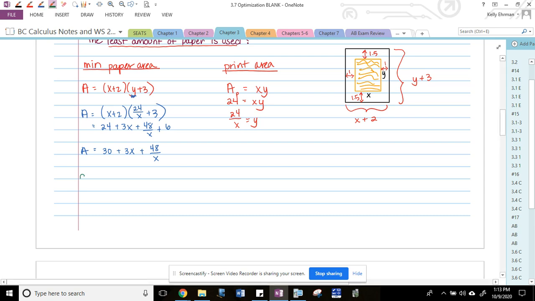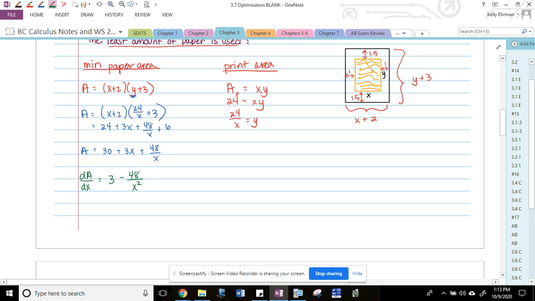So the derivative of A with respect to x, again, not with respect to time, that's only related rates when they're giving you speeds and velocities and things. So the derivative of the constant is 0. Derivative of 3x is 3. This is 48 times x to the negative first, so minus 48 over x squared.